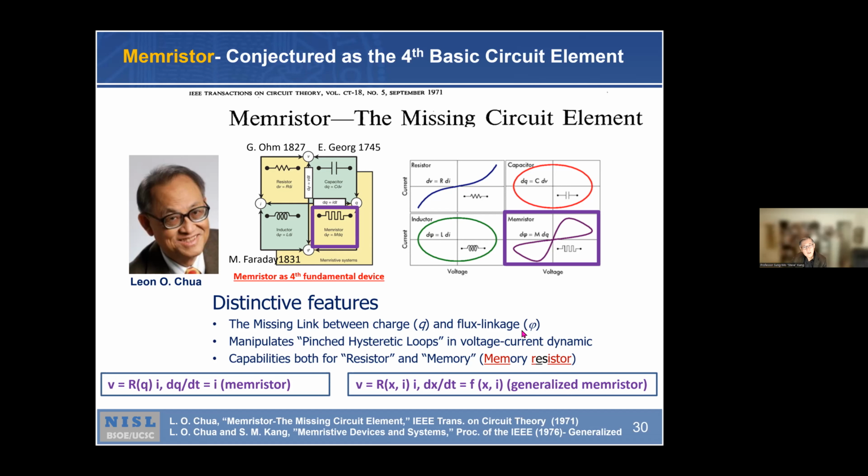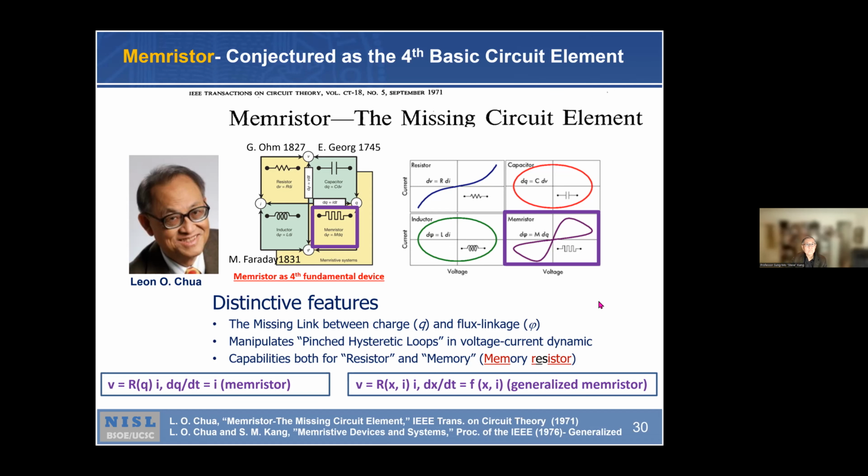It is the missing link between charge and the flux. It has pinched hysteretic loops like shown here, pinched at origin, and has a sort of memory effect. That's called the memory resistor, so memristor. So that's what is coined as a memristor. So I joined his group in 1972. By the time I graduated, we published a paper called "Memristive Devices and Systems" in 1976 to generalize this memristor concept.